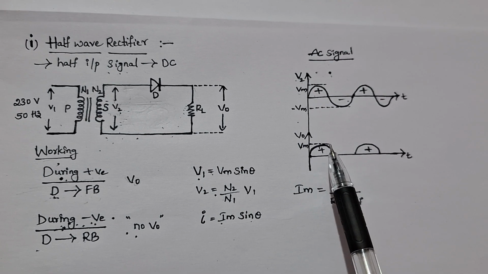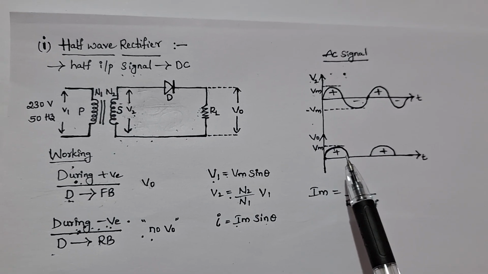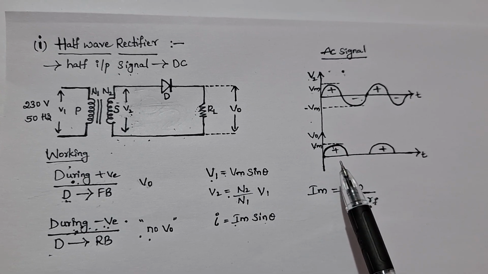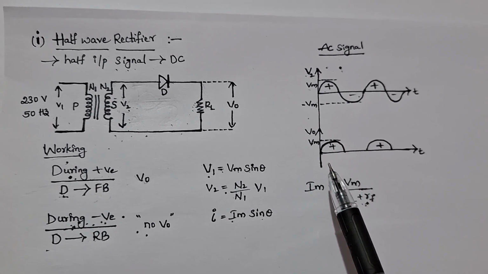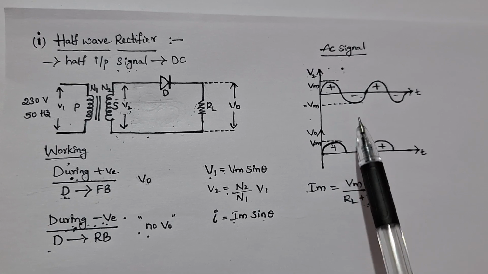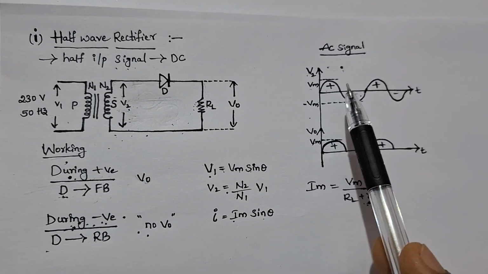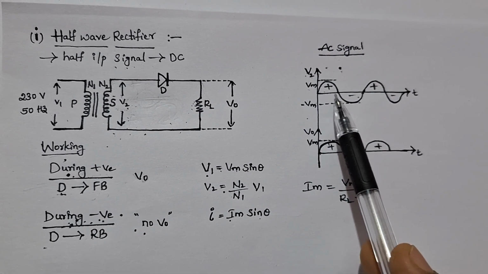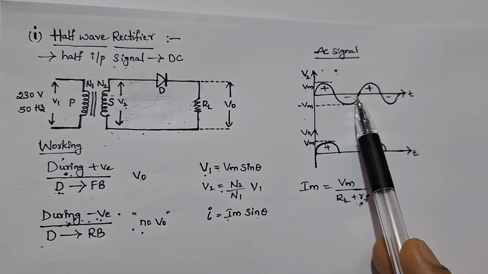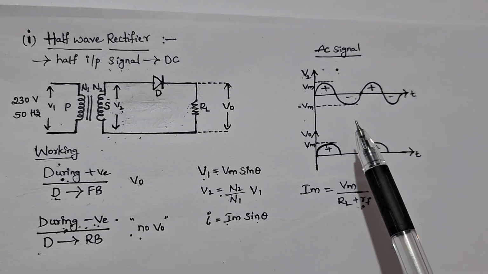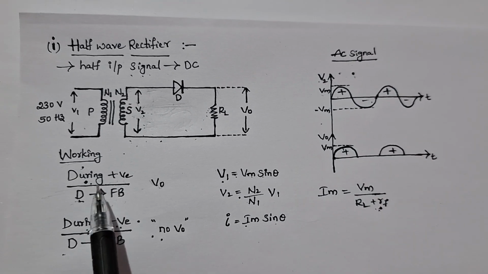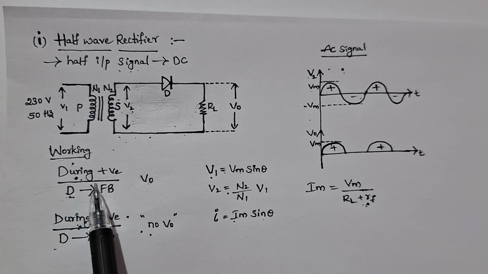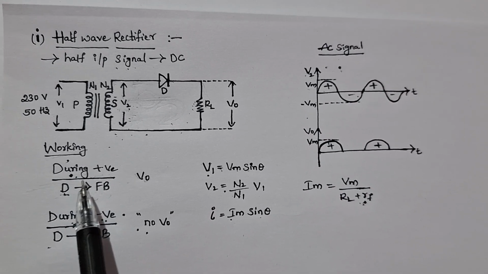Now we will understand the working of the half-wave rectifier. We will see how the circuit behaves when the positive half of the cycle appears across V2. Then we will see how the circuit behaves when the negative half of the cycle appears across V2. Now we will see the positive half of the input cycle.